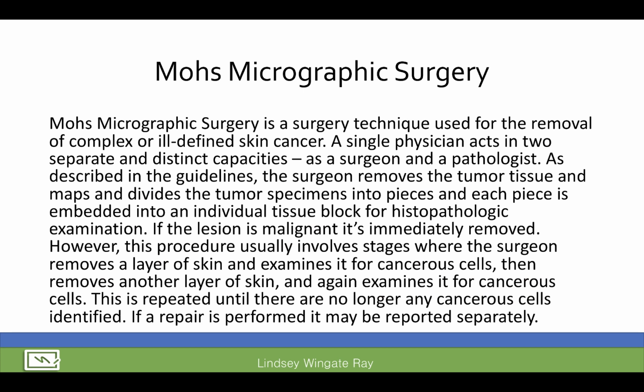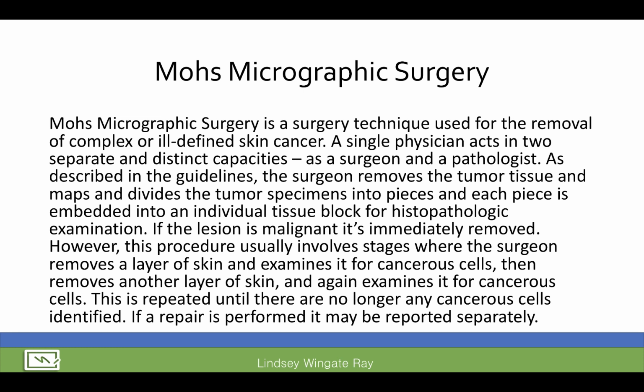Now turn to the Mohs micrographic surgery section. Mohs micrographic surgery is a surgery technique used for the removal of complex skin cancer. A single physician acts in two separate distinct capacities, as a surgeon and a pathologist. As described in the guidelines, the surgeon removes the tumor tissue and maps and divides the tumor specimen into pieces, and each piece is embedded into an individual tissue block for histopathologic examination. If the lesion is malignant, it's immediately removed.